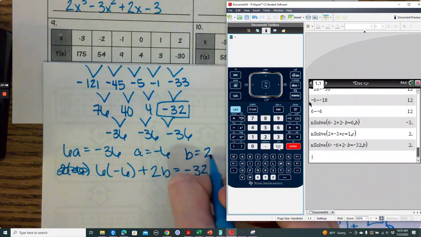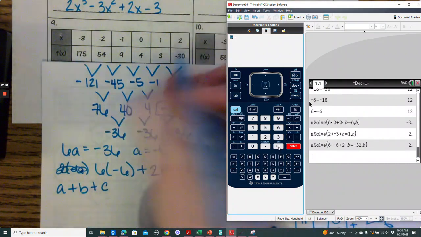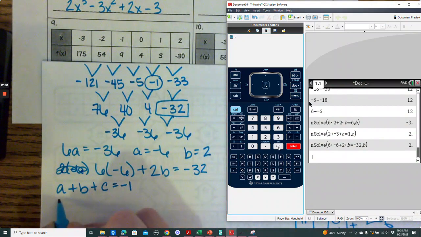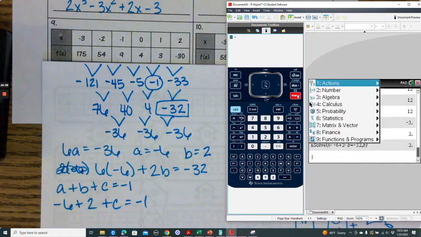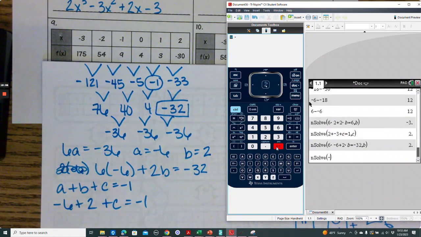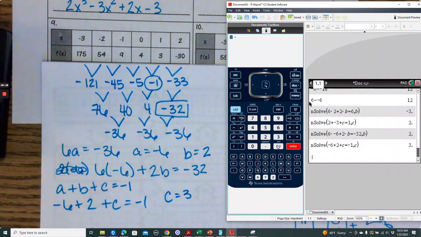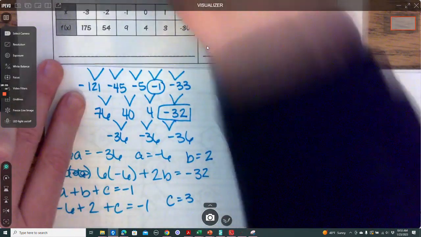B equals 2. A plus b plus c, the change between 0 and 1, equals negative 1. So A is negative 6, B is 2, plus C equals negative 1. Negative 6 plus 2 plus C equals negative 1, comma C. C equals 3. So now I have what I need. And D equals 4, right?